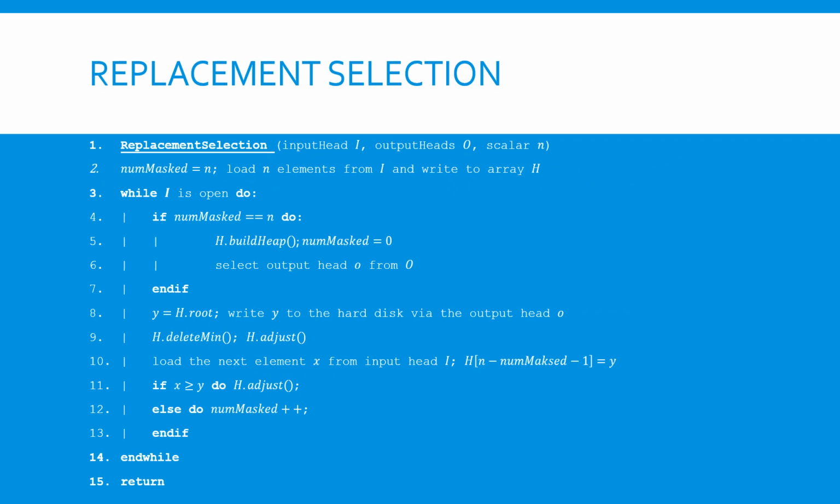Here is the pseudocode for the replacement selection algorithm. The algorithm contains a main while loop. In lines 4 to 7, the algorithm initializes a new data block by clearing the temporary masks, constructing the heap from the elements in the array, and selecting a new output head. In lines 8 to 10, the algorithm outputs the root and loads in the new element. In line 11, if the new element can be included in the current data block, the algorithm performs upercalation on the new element. Otherwise, in line 12, it masks the corresponding entry.